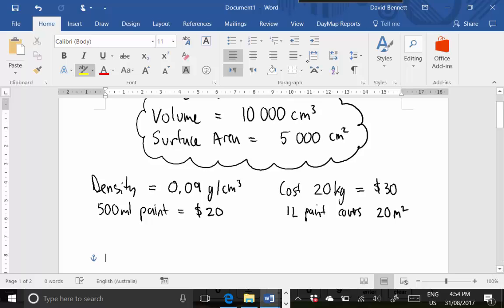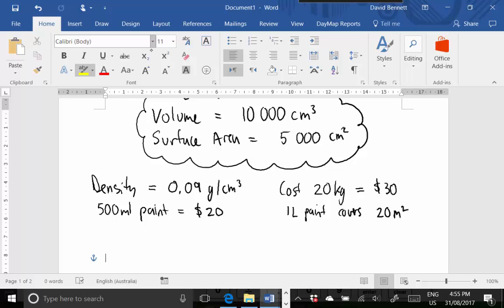So I said 10,000 cubic centimetres and we've got a surface area of 5,000 square centimetres. Provided the density here and also the cost of a bag of 20 kilograms is $30. 500 ml of paint costs $20 and 1 litre of paint will cover 20 square metres. So let's look at the volume thing first.